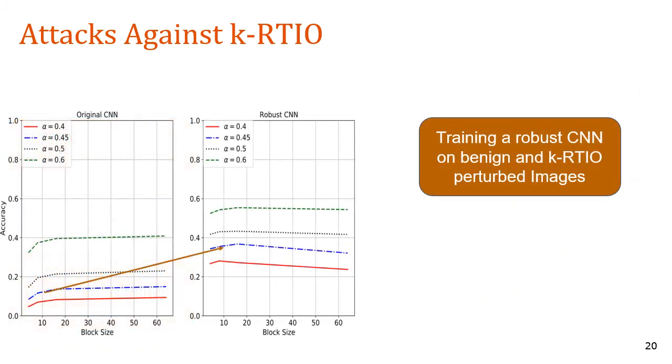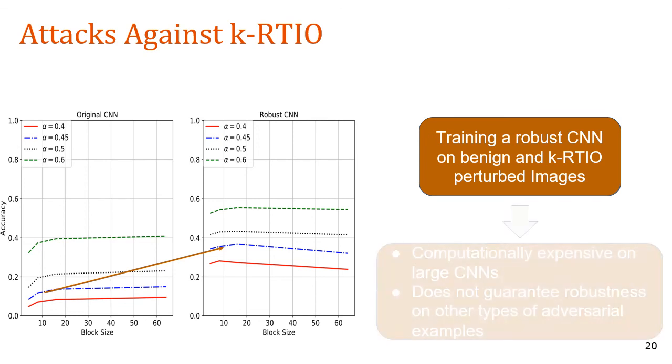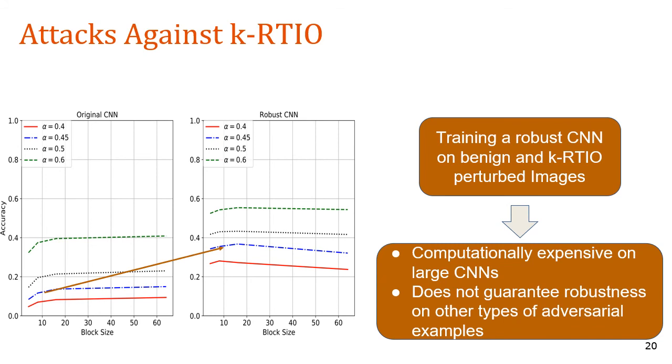The second approach is training a robust CNN. An adversary needs to retrain a new model on both k-RTIO and benign images. So when an adversary retrains a robust CNN, she can improve her CNN's accuracy by 15 to 20%. But this approach is computationally expensive, and it also doesn't guarantee robustness against other types of adversarial examples.